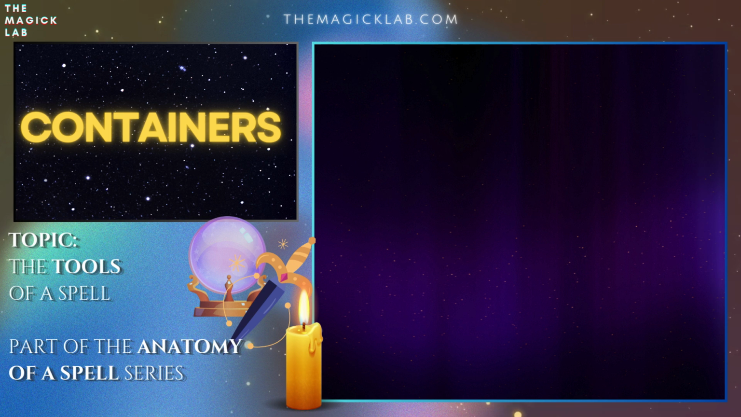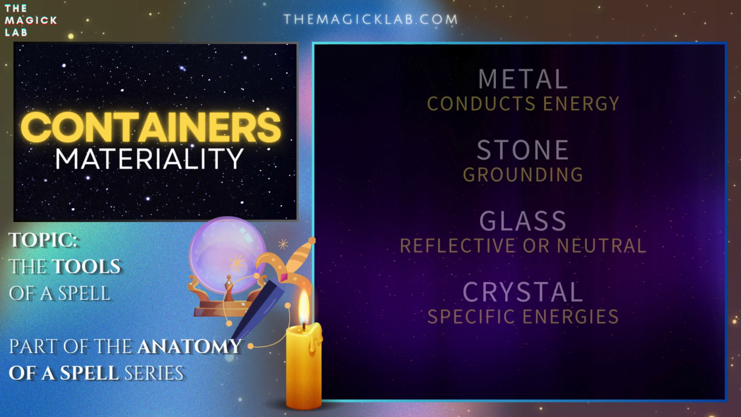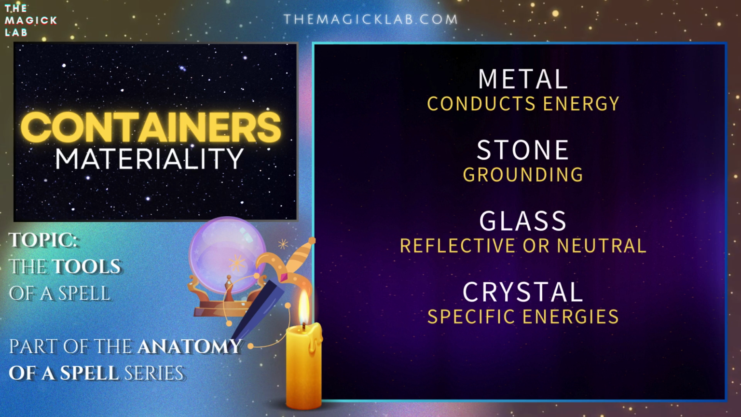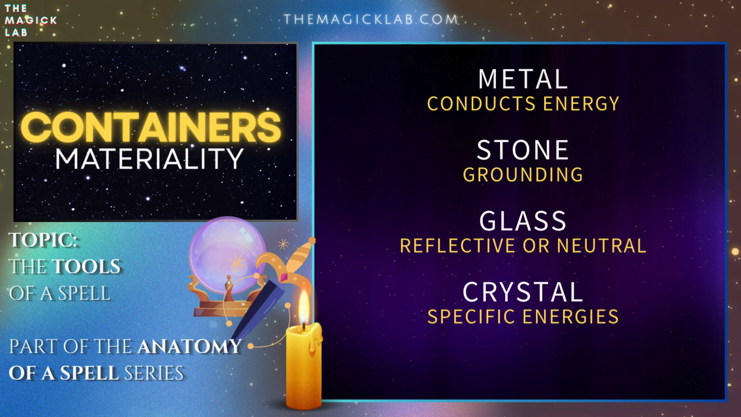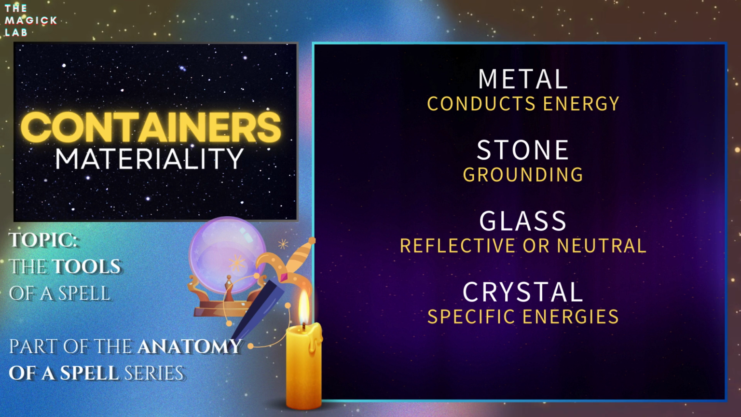And beyond the type of container, you can also consider the material of the container. Metal conducts energy, stone is grounding, glass is neutral, and some bowls are carved from crystals like selenite, which add their own energetic properties.